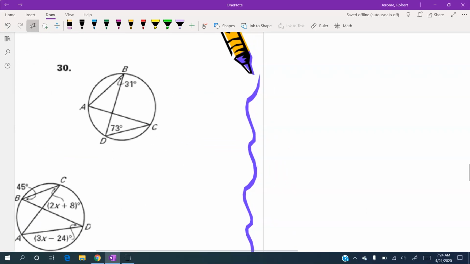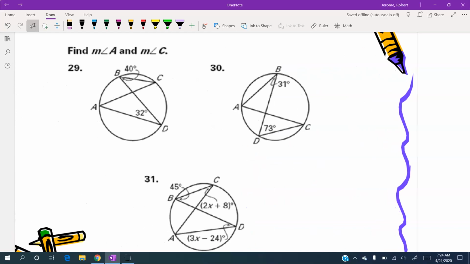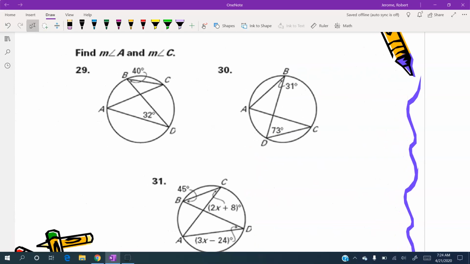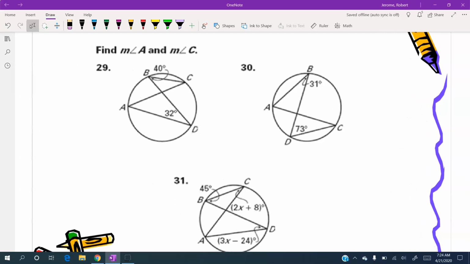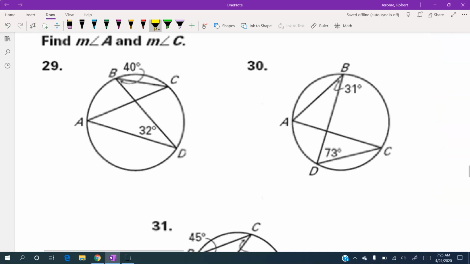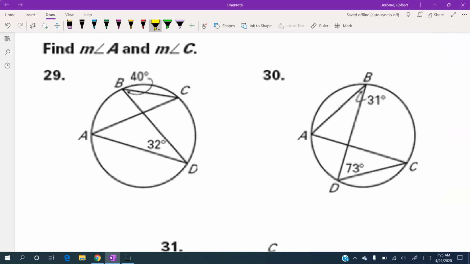So let's look at these. A little bit more challenging because of the picture, but we're really not doing anything different. So let's see what's happening here. In number 29, I'm going to blow it up a little bit more. We're looking for angle A and angle C. So we'll start with one of them.